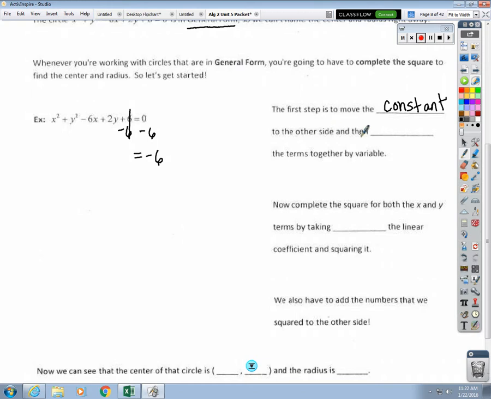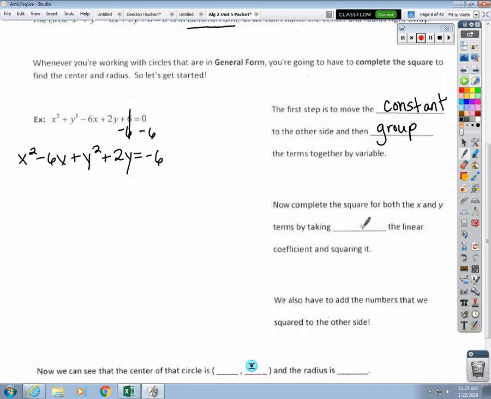Now, they want you to group all terms together by their variable. So, see how it's x squared, then y squared, then 6x, and 2y? They want you to group it by their variable. So first write x squared minus 6x so that the x's are all together. And then you're going to write y squared plus 2y so that the y's are all together. Okay, any questions so far?